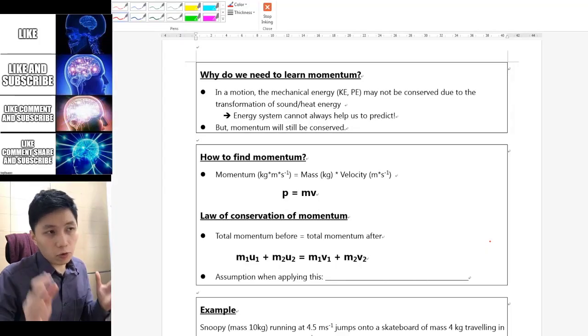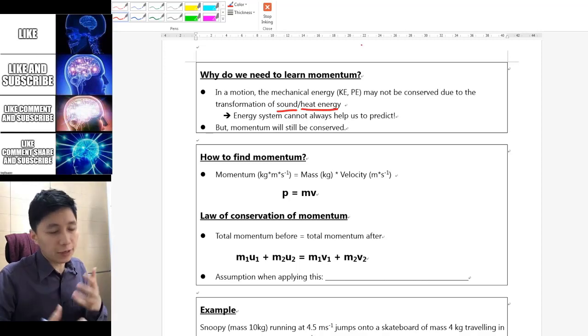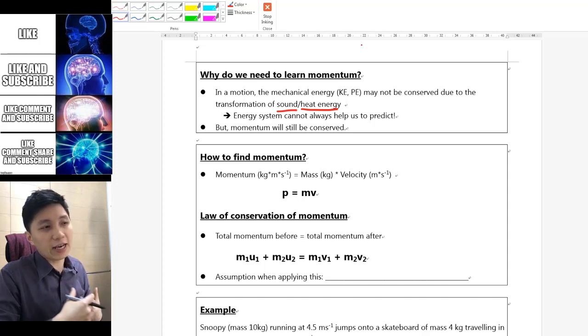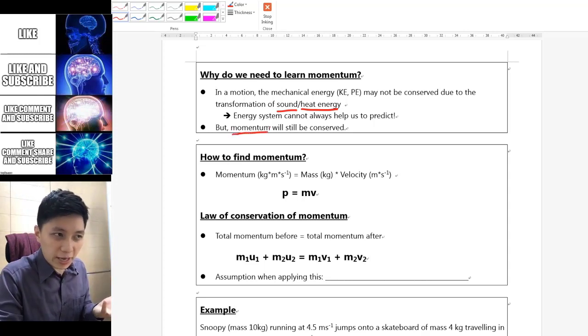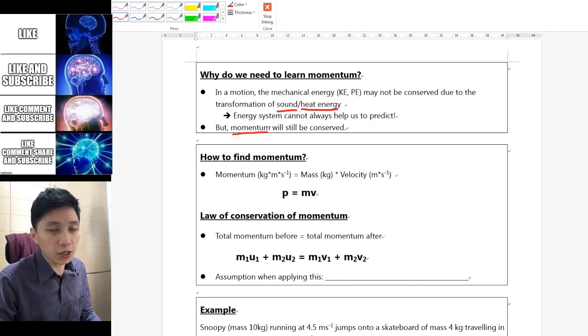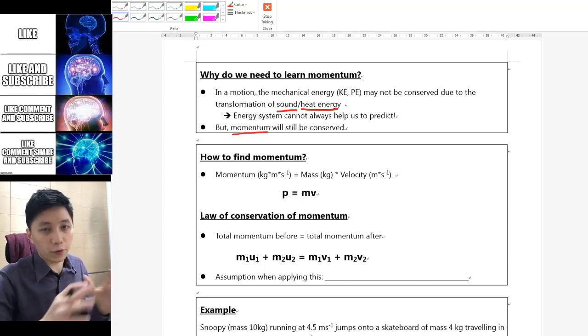The best part about momentum is that even when there is sound or heat energy involved in the motion or even the collision, we can still predict what happened because for momentum, a certain physical quantity will still be conserved after the collision. So that's why we can use it, because it's constant as a whole system over time. No matter what time it is, it's still a constant.